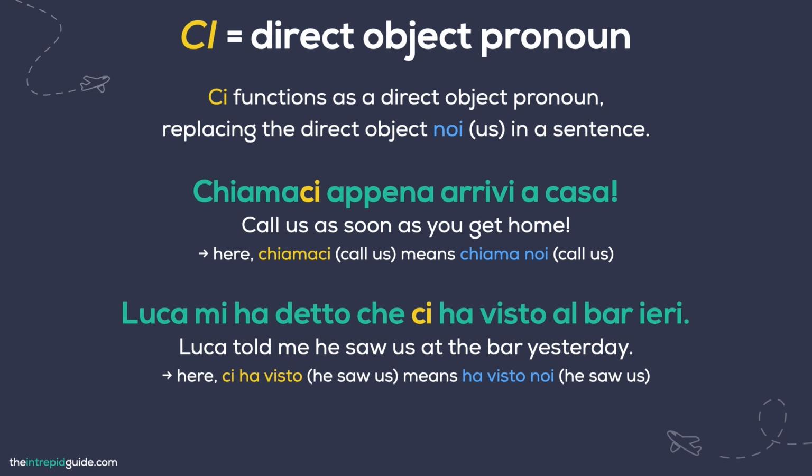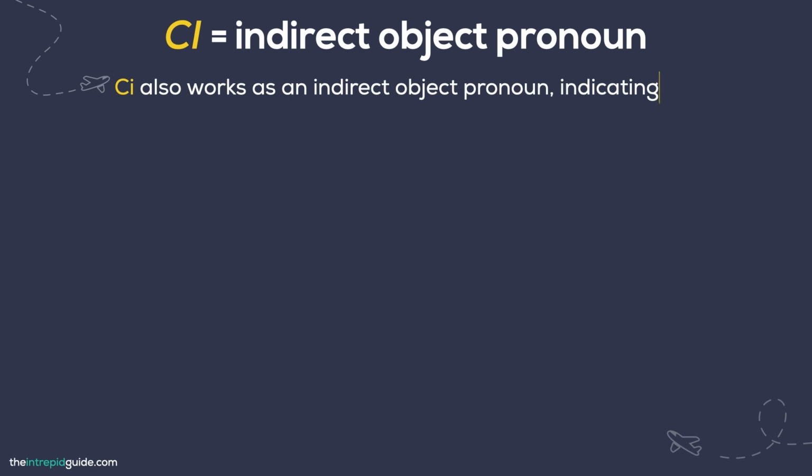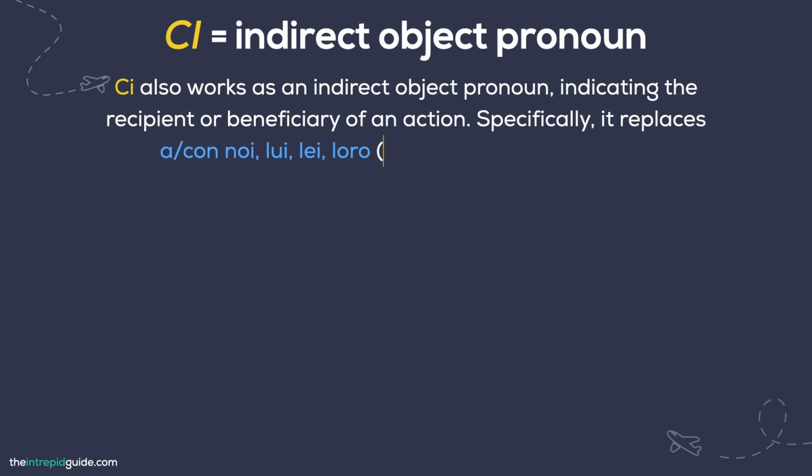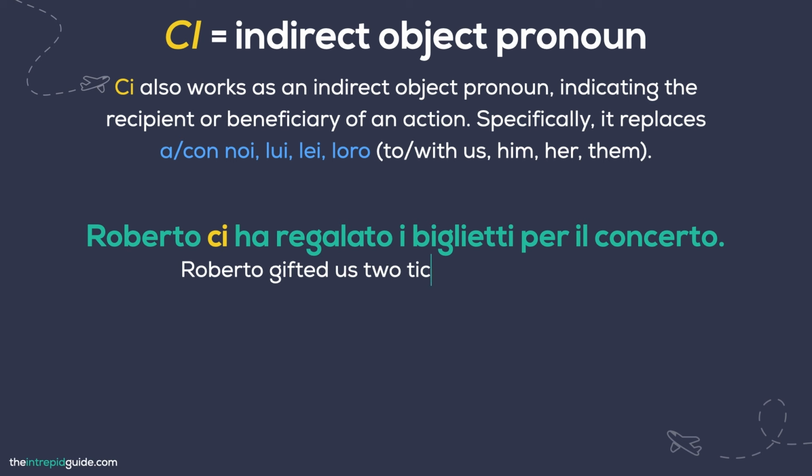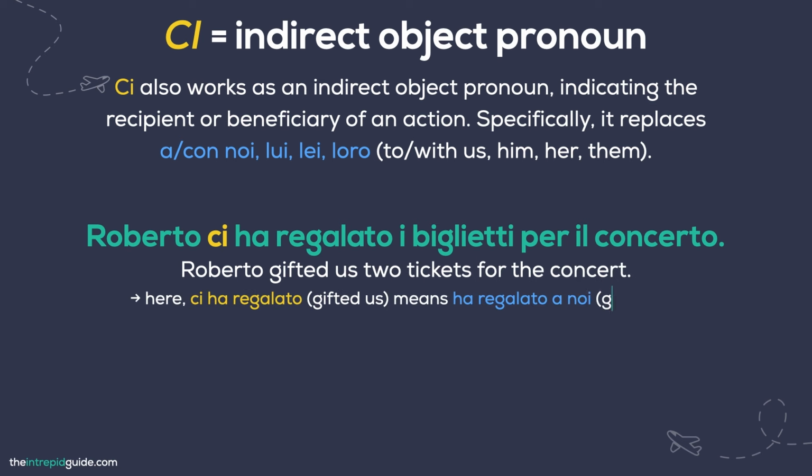Ci also works as an indirect object pronoun indicating the recipient or beneficiary of an action. Specifically, it replaces A or con noi, lui, lei, loro, meaning to or with us, him, her, or them. Here's an example to make this clearer. Roberto ci ha regalato i biglietti per il concerto.